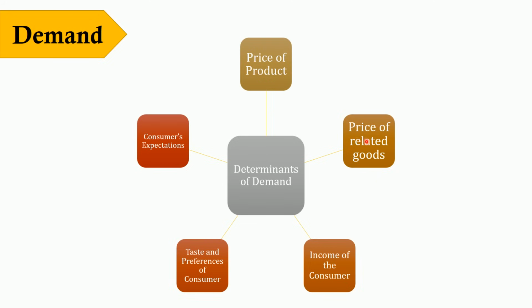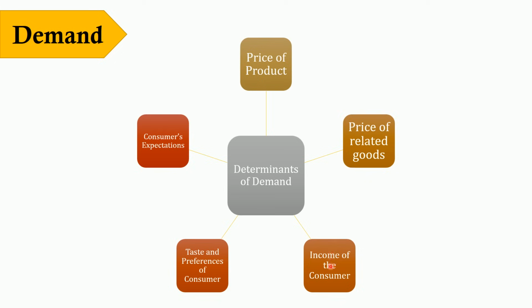Price of related goods. Related goods are of two types: complementary goods and competing goods. Competing goods are also called substitute products. If goods are complementary in nature, a fall in price of one good will lead to the rise in demand for the other. On the other hand, if goods are competing, that is substitutes, a fall in price of one leads to the fall in quantity demanded of its substitutes.